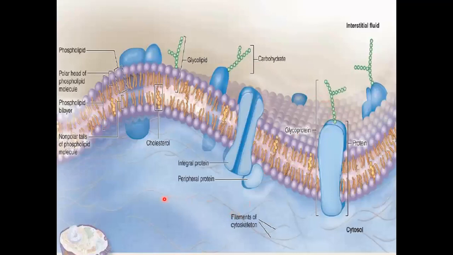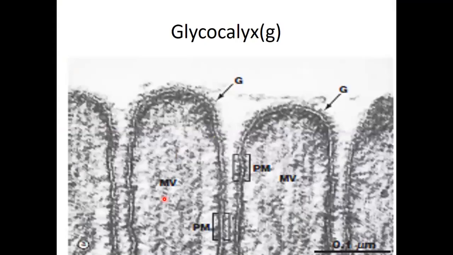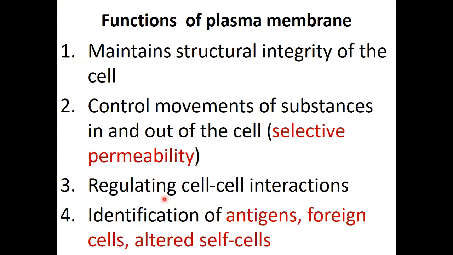So, functions of the cell membrane. Number one, it creates a barrier between the internal environment and the external environment of the cell, and controls movement of substances in and out of the cell. That is known as selective permeability. Because of the presence of the glycocalyx, the cell membrane regulates cell-to-cell interactions and cell-to-microorganism interactions.